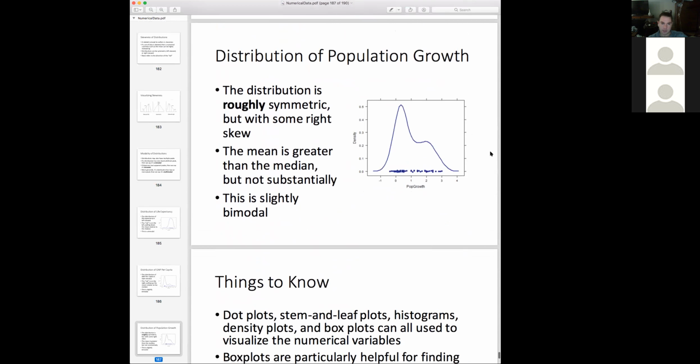Now the distribution of population growth. If you look at this, we could say this is roughly symmetric with some slight right skew. The mean is greater than the median, but not substantially. And this is slightly bimodal, as you can see here, there are two peaks.